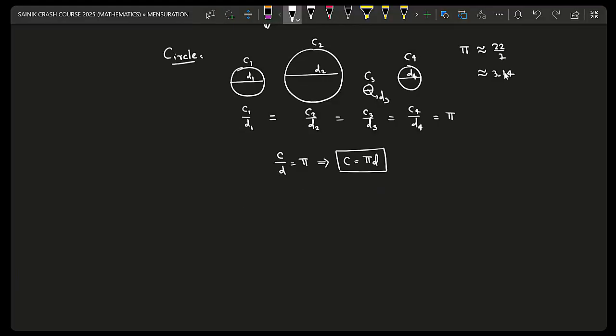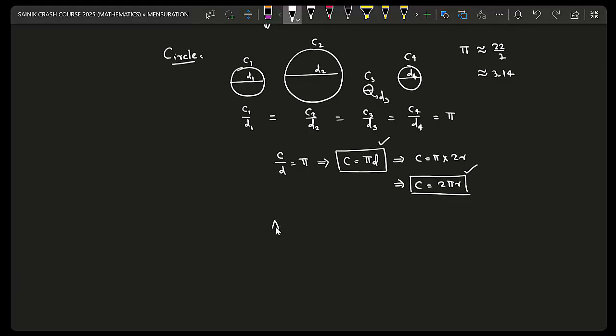So whenever diameter is given, circumference we can find using the formula pi into d. And if radius is given, in place of d, we can write diameter is 2 times the radius, so we can write 2r. If you multiply them, you can write circumference equal to 2 pi r. So we can use this formula also. When diameter is given, circumference is equal to pi times the diameter. When radius is given, you can use circumference is equal to 2 pi r. So this is about circumference.